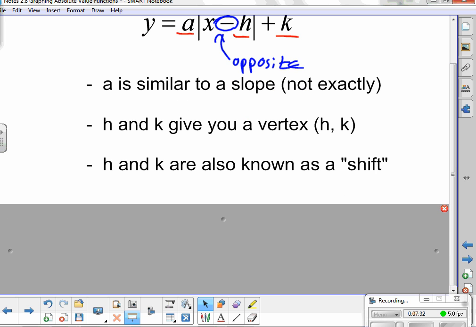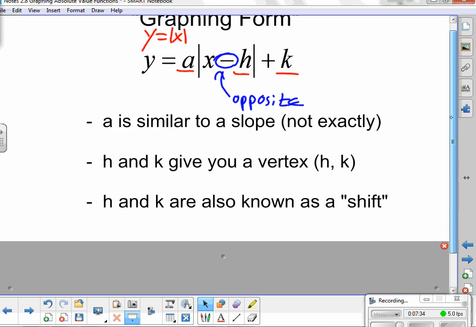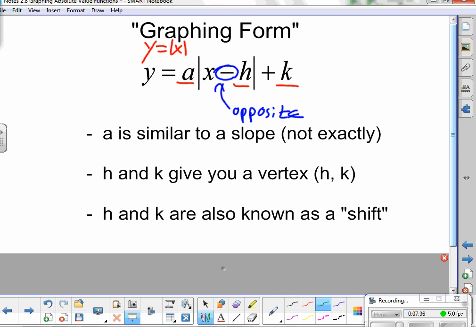Those are also known as a shift. So H and K will be your shifting. H will shift your graph right and left. K will shift your graph up and down. Vertical shift is K, horizontal shift is H.